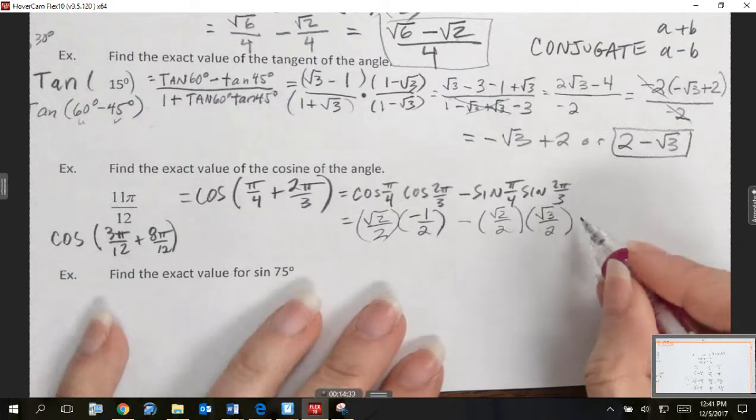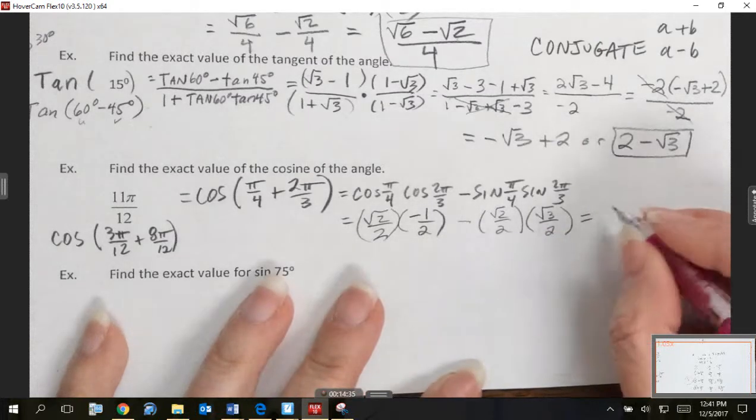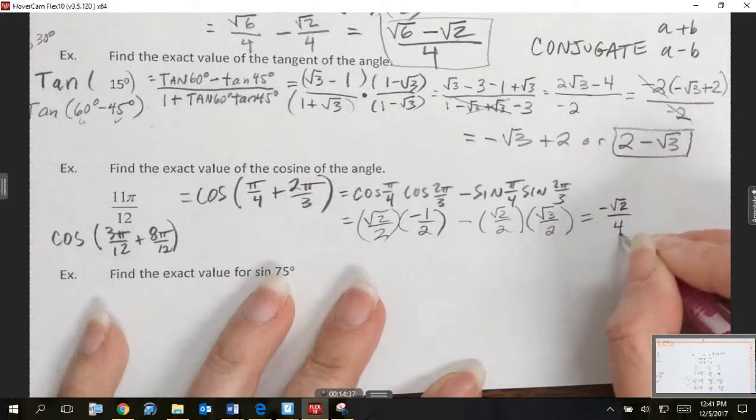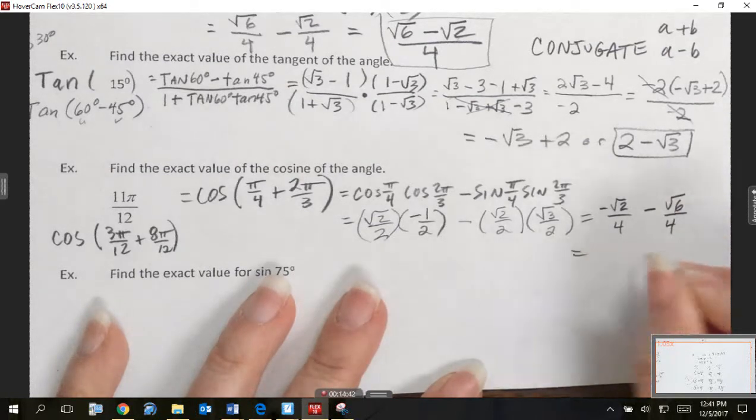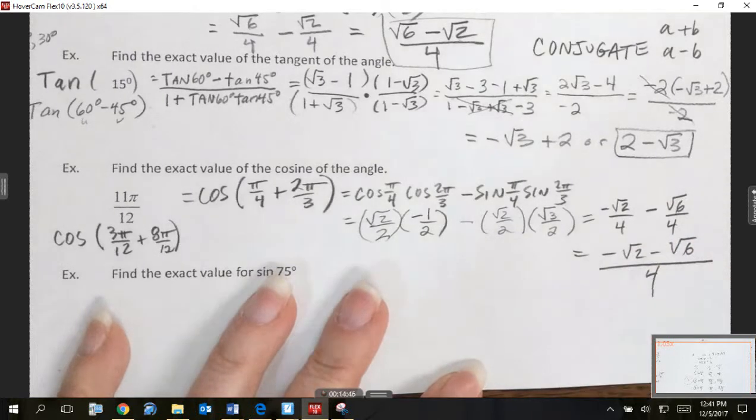And then we simplify this. Let's see, we'll get negative radical 2 over 4 minus radical 6 over 4. And they have the same denominator, so negative radical 2 minus radical 6 all over 4. And that's as far as you could go.